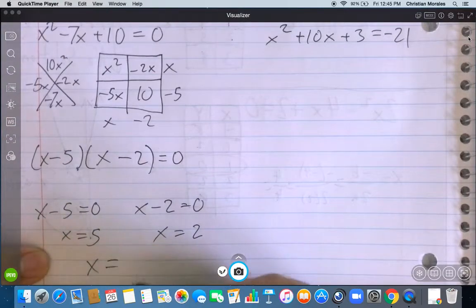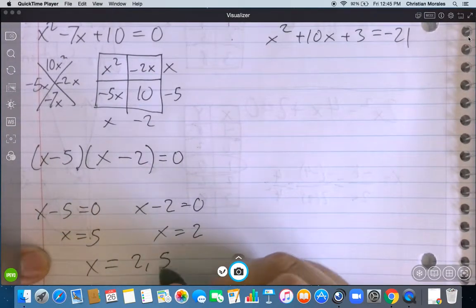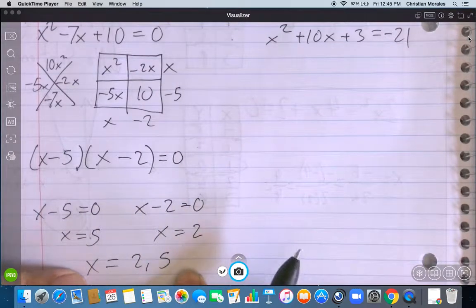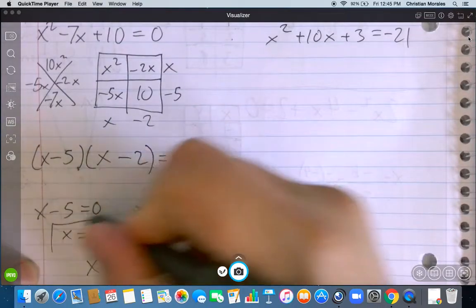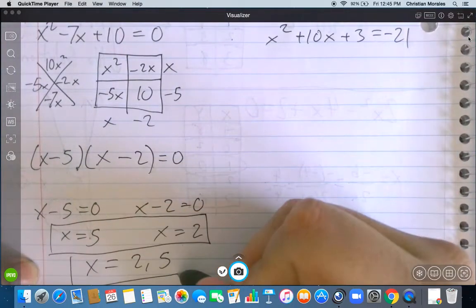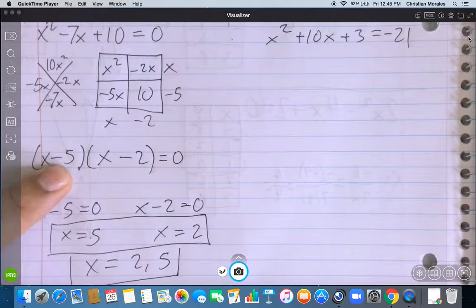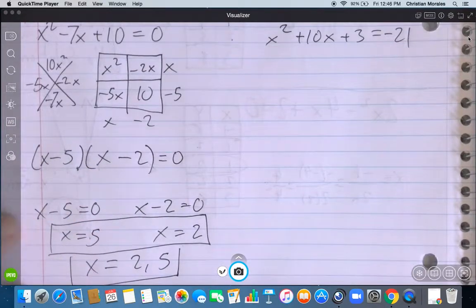Sometimes you'll see it written like this. No parentheses because it's not a point. It's just a list of two numbers. So either one, you can do it like this, or you can do it like this. You can write your answers out like that. All right? And guys, that is solving using the factored form. When it's written like this in factored form, you have that. Okay? All right, let's do it again.